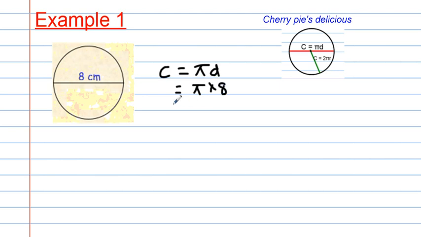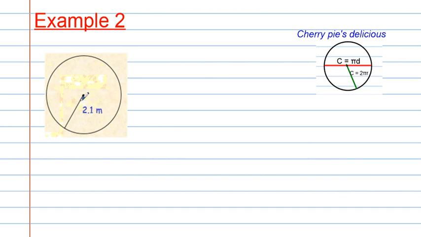If you use that on your calculator, you press the pi button, times 8, and that will give you 25.1 centimeters. I've rounded it to 1 decimal place, or to 3 significant figures. All right, now let's try another example.